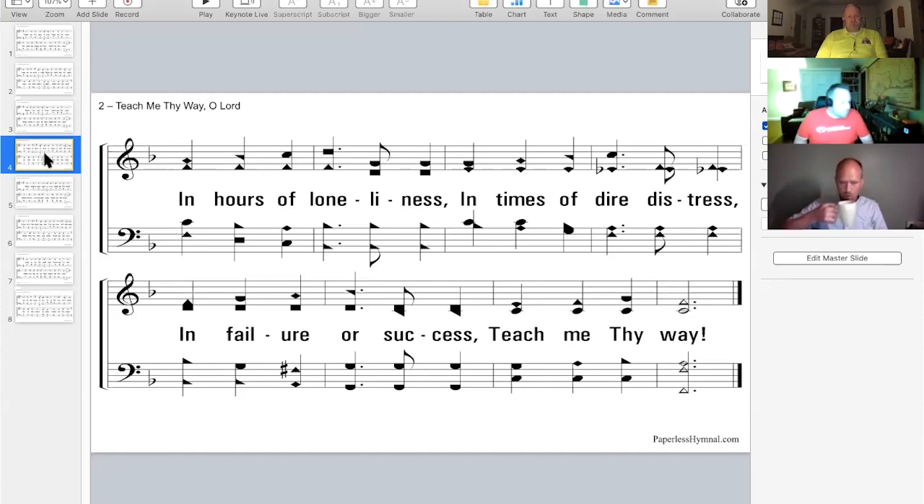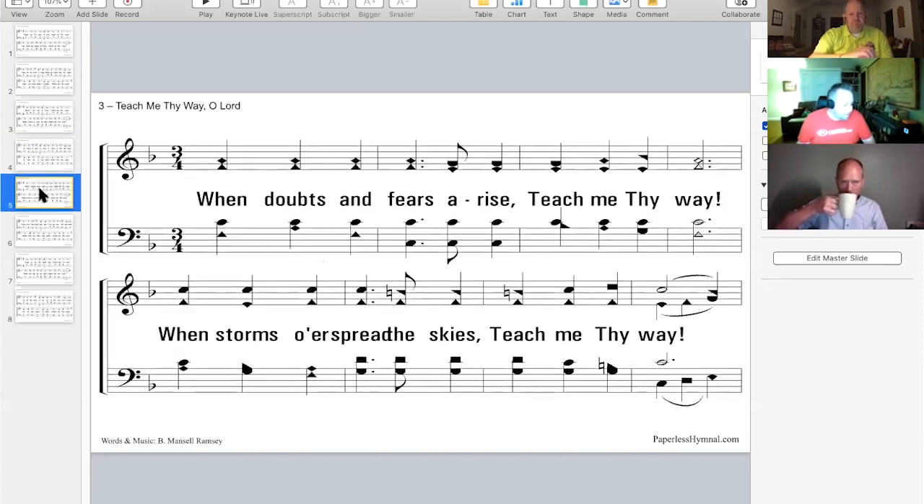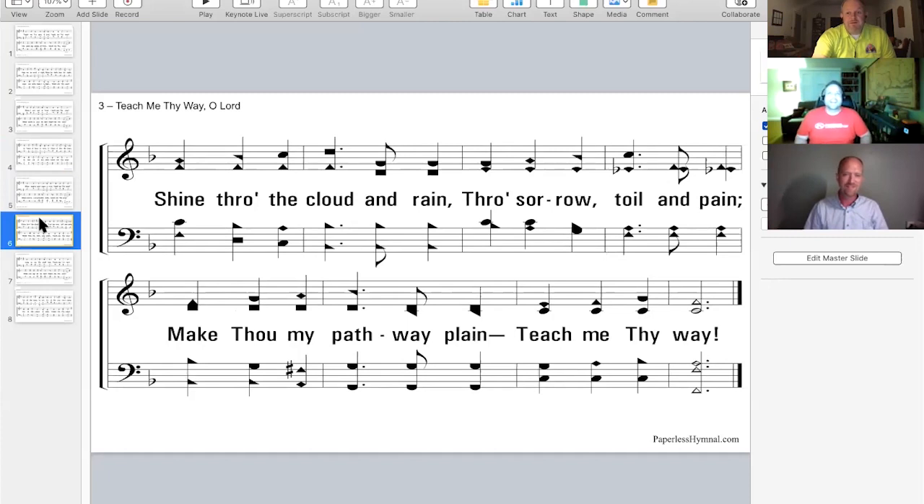When doubts and fears arise, teach me thy way. When storms o'erspread the skies, teach me thy way. Shine through the cloud and rain, through sorrow, toil, and pain. Make thou my pathway plain, teach me thy way.